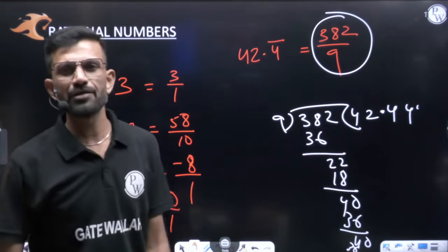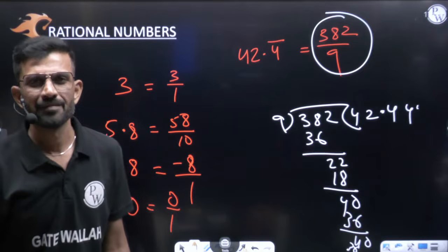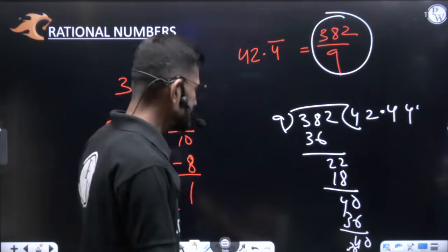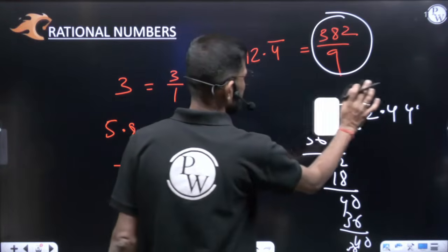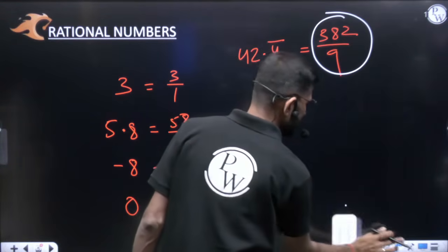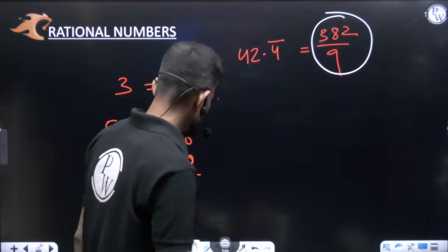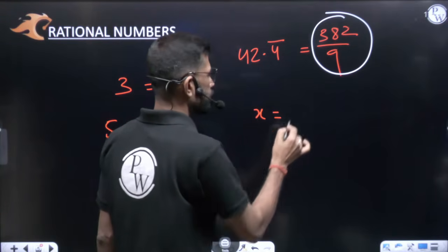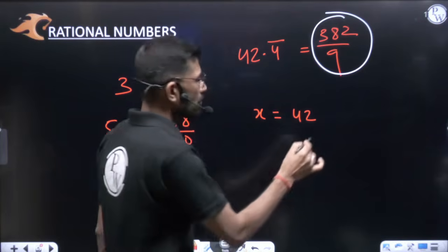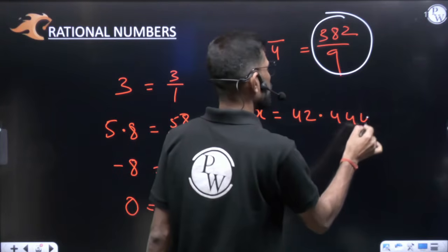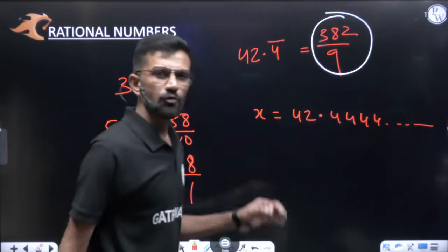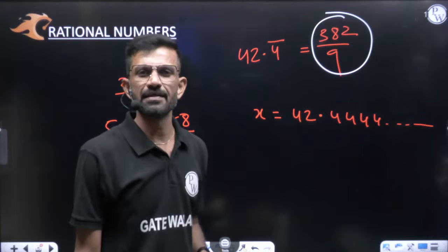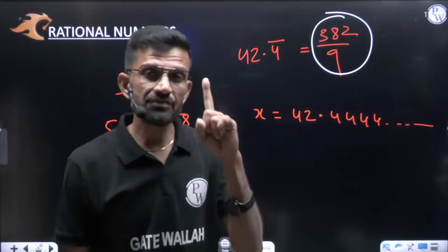So we get 42.4444, which means 42.4 bar. So it can be written as 382 by 9. If you can write it in p by q form, it is a rational number. Now the doubt comes, sir, how to find this p by q form? It is a very simple method. Let us say some x value is equal to 42.4 bar, that means 42.44444 and so on. How many digits are repeating here? A single digit keeps repeating. The period is single.